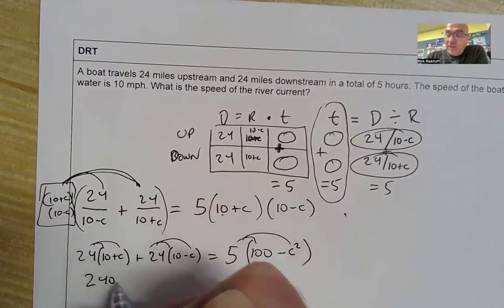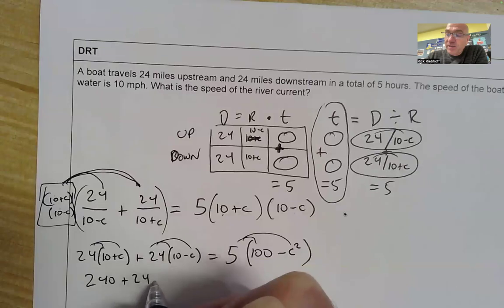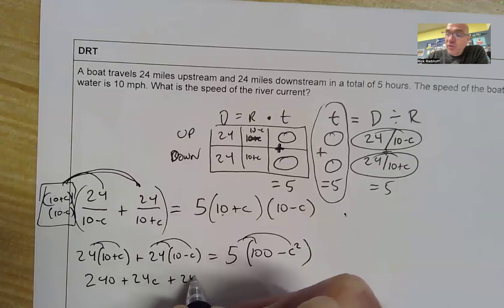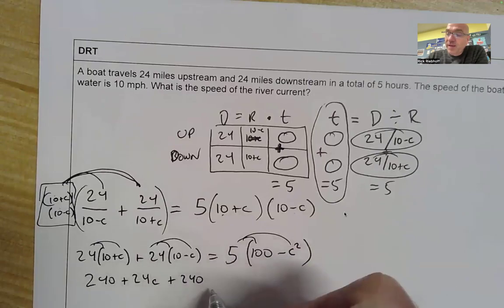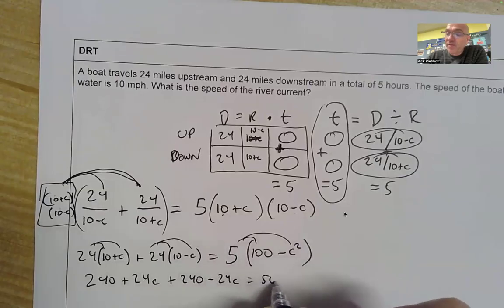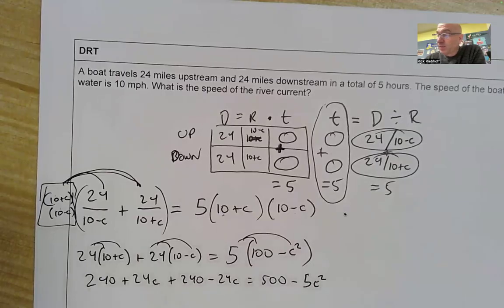It's a lot, right? I told you this problem was ugly. That's why I paused, but that's okay. Plus 240, 24 times minus c is minus 24c, equals 500 minus 5c squared. Okay, does that look pretty good? I think so. Let's find out.